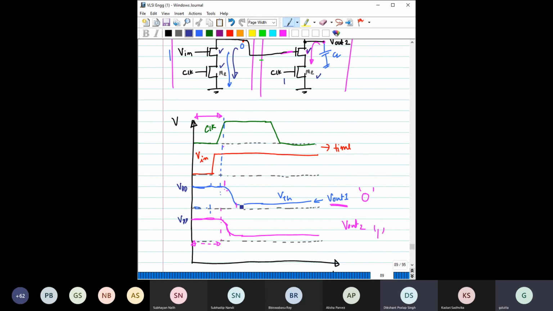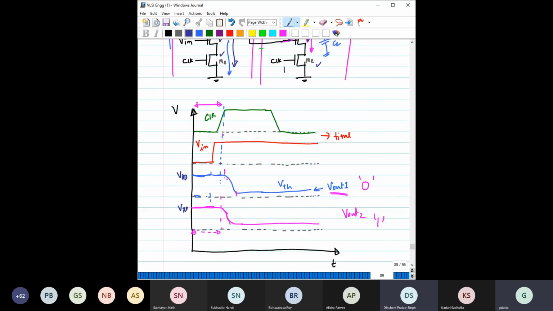Output 2 will keep on falling until it reaches the value of the threshold voltage. Until then, this output node will keep on discharging. That's what I have shown here: the output node will keep on discharging like this.